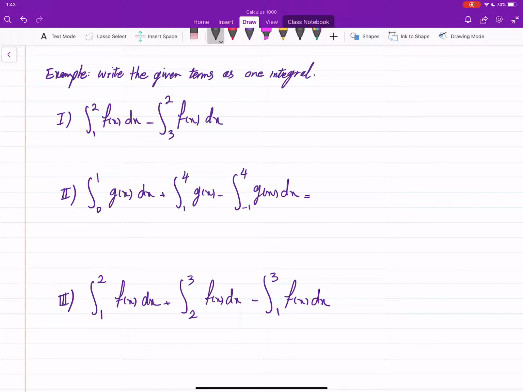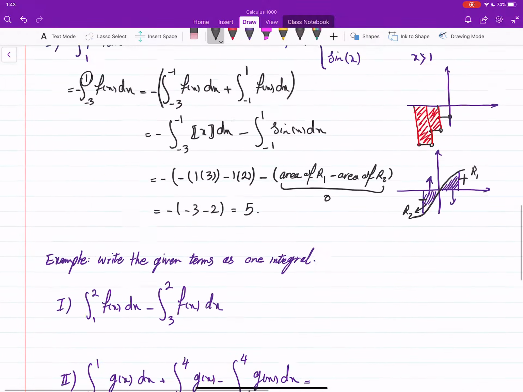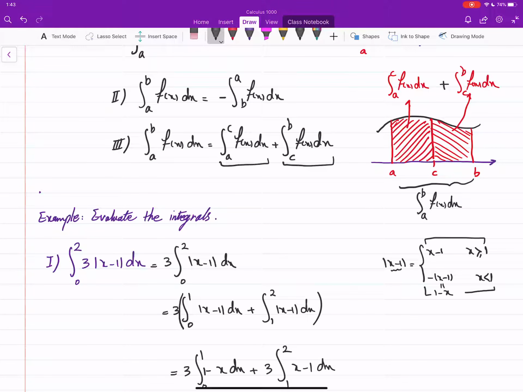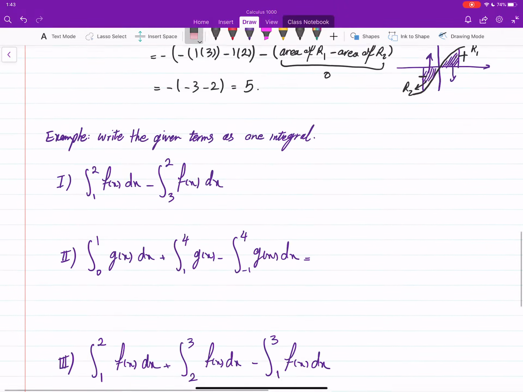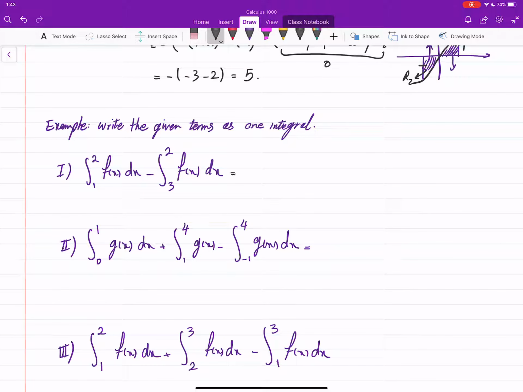Here you see I go from 1 to 2, minus. To be able to apply this rule, what is important is that I go from a to c, the upper bound, and then plus from the same point, I start and go to another. But when you look at this, it goes from 1 to 2, but instead of addition, you have minus. And the second integral doesn't start from 2, it starts from 3. Well, since 2 is up there, let's switch that one.